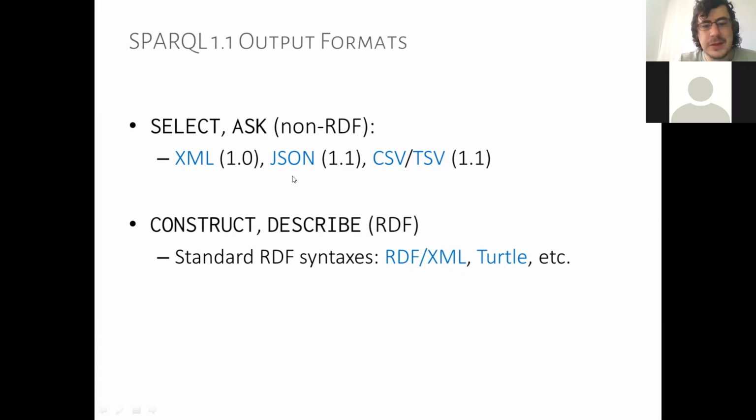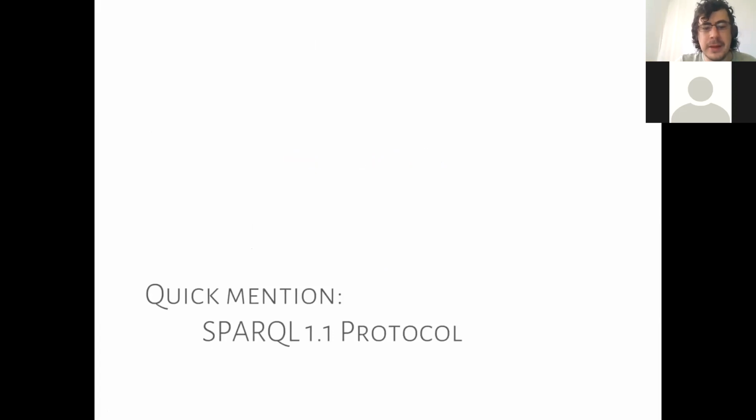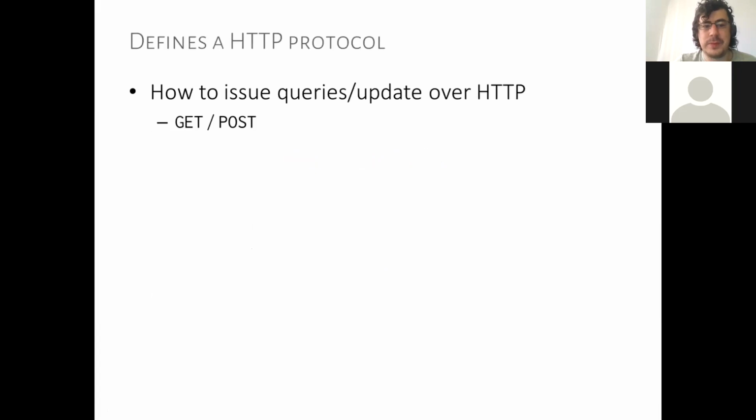So the addition of JSON, or even CSV and TSV, is a nice feature for web developers in particular, so that they can more easily query and process the results. If they're in JSON format, they're using JavaScript, for example, they can more easily use SPARQL as a backend for their web applications, which is nice. Or even not just as a backend, but be able to call, for example, Wikidata to get some results that they need for their application in an interactive way. Last mention is just to mention the protocol, the SPARQL 1.1 protocol.